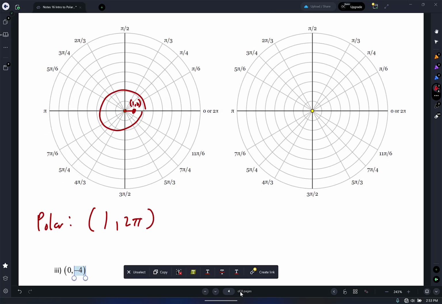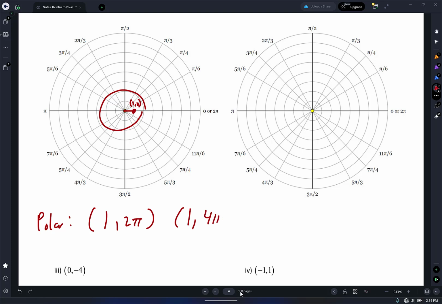Or I can do 2 revolutions. I can say 1 comma 4 pi. I mean, usually you want it between 0 and 2 pi. Or you can say 1 comma 0. Okay, what if I want a negative 1? Then what radian do I want to use if I want a negative 1?